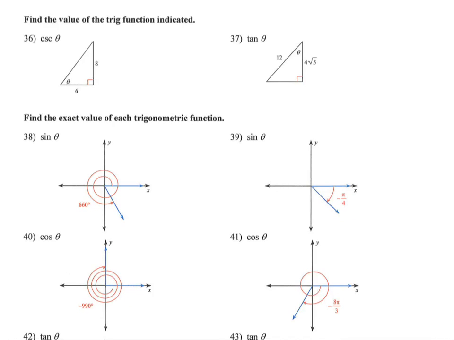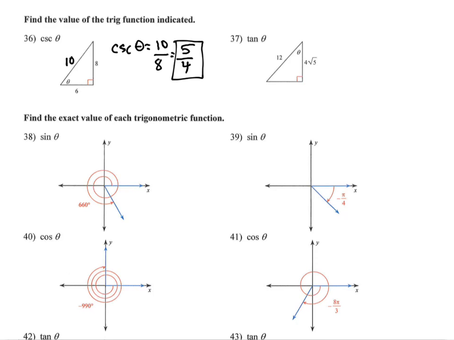36, find the cosecant of theta. So cosecant is the reciprocal of sine, so we need the hypotenuse here. So 6, 8, 10 is a family. So if sine of theta is 8 over 10, cosecant of theta is just the reciprocal of that, which is 10 over 8, which we can reduce to 5 over 4.